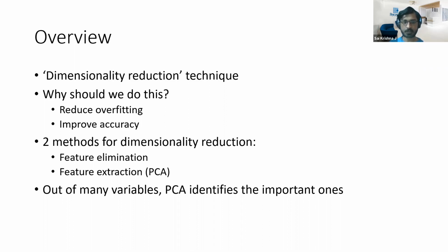So that is why we reduce the hundreds of variables to only those variables that make sense. That is what we call dimensionality reduction. You can also call it variable reduction. We do this to reduce overfitting and improve accuracy in the model.